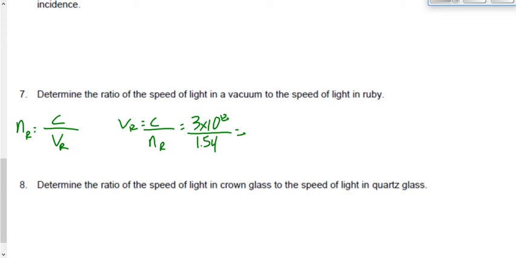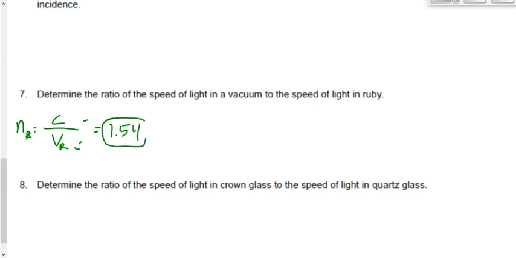Yeah, sorry, I'm doing way more than I have to do here. I need the ratio of the speed of light in a vacuum, which is 3 times 10 to the 8, to the speed of light in Ruby, which we don't know, but that's okay, because we know N is the ratio, which is 1.54. So that's it.